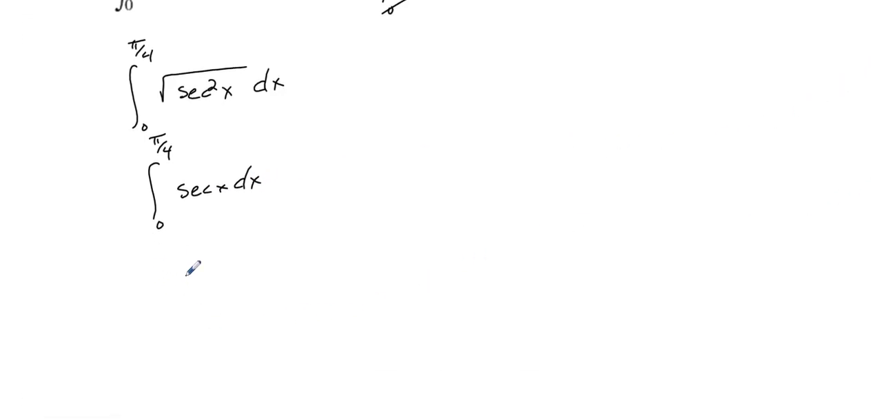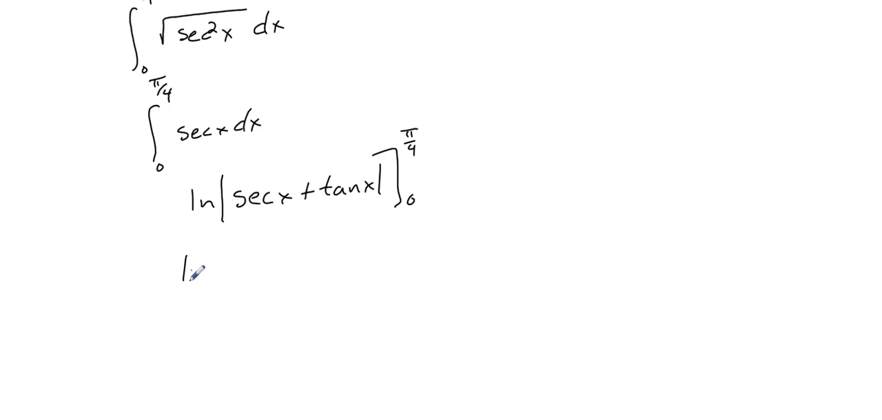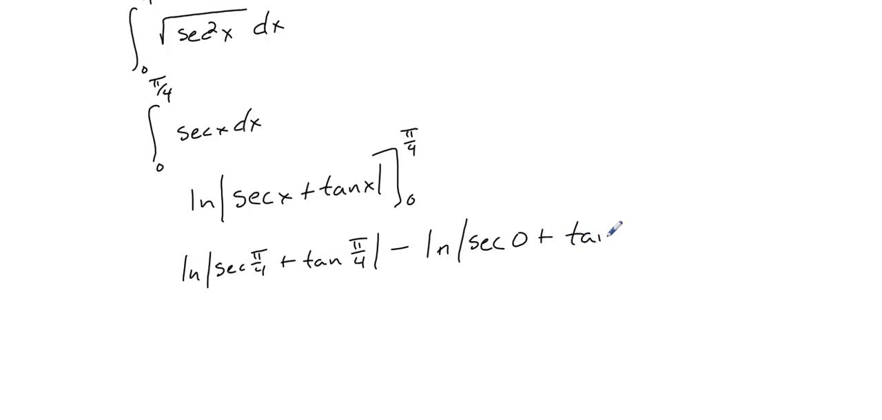Okay, so what is the antiderivative of secant? Well, that would be natural log of absolute value, secant plus tangent x, evaluated from 0 to pi over 4. Right? Okay, here's the fun stuff. Natural log, absolute value, secant pi over 4 plus tangent pi over 4, which is everybody's favorite, minus natural log, secant of 0 plus tangent 0.